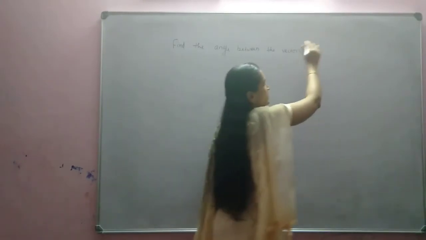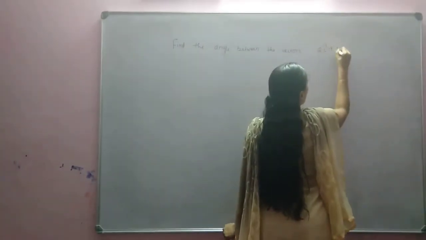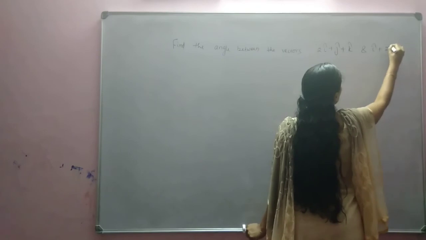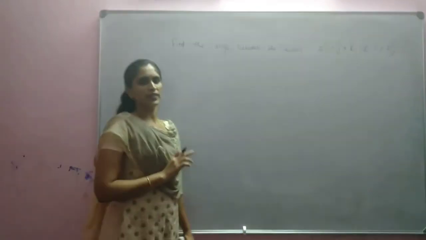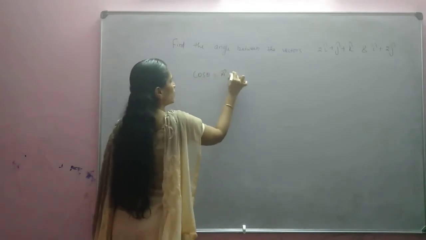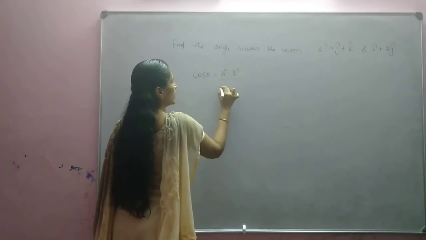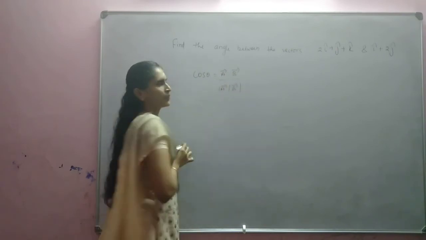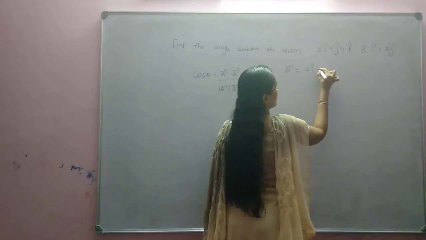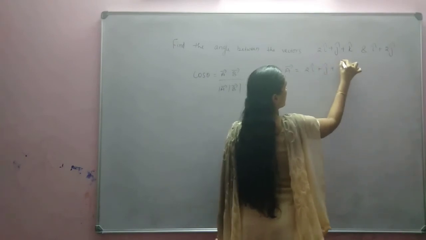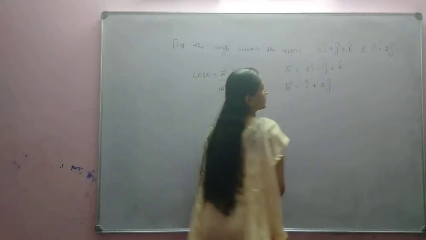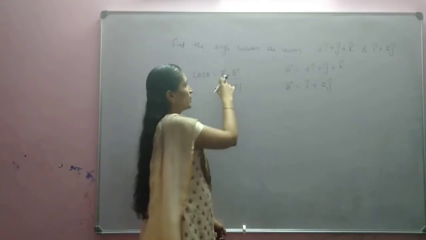Angle between the vectors 2i plus j plus k and i plus 2j. We have to find the angle between these vectors. The procedure is the same. Cos theta is equal to a dot b divided by modulus of a into modulus of b. Vector a is 2i plus j plus k, and vector b is i plus 2j. We have to find a dot b.